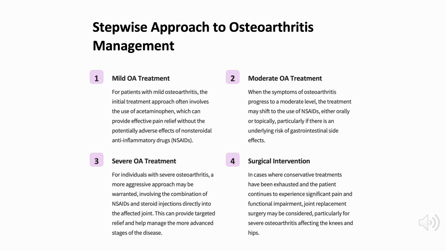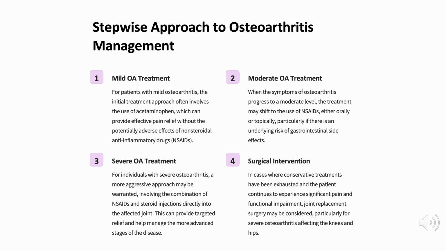This may be particularly beneficial for individuals with an underlying risk of gastrointestinal side effects. In cases of severe OA, a more aggressive approach may be warranted. This may involve the combination of NSAIDs and steroid injections directly into the affected joint, providing targeted relief and helping manage the advanced stages of the disease.